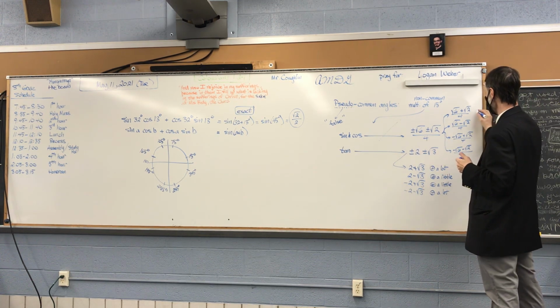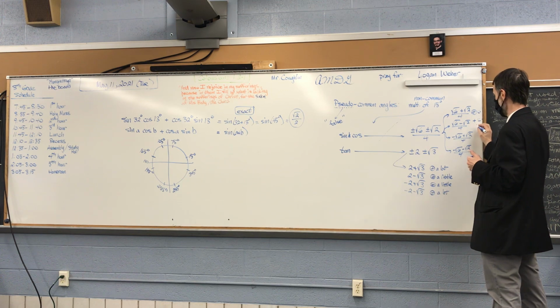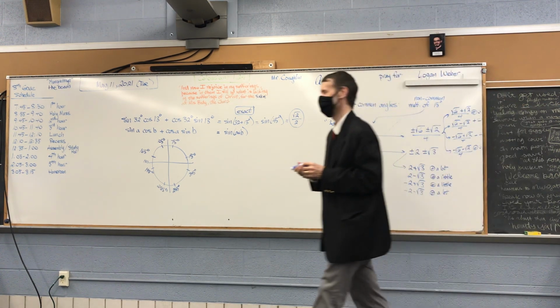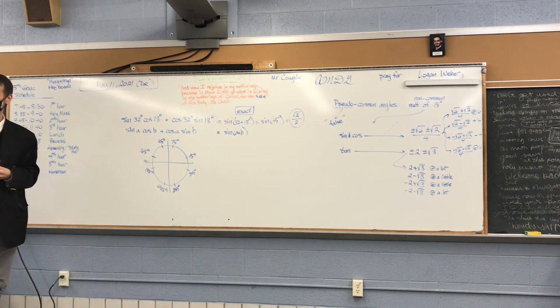So I would say this one is positive a lot. This one is positive a little. This is negative a little. This is negative a lot. Maybe I should put a really friendly face for negative. Does that kind of make sense?